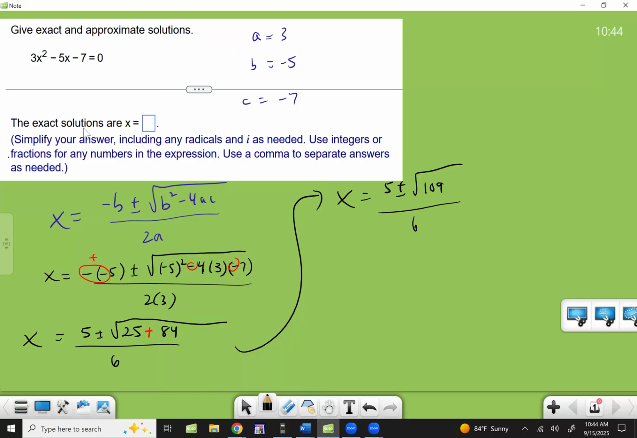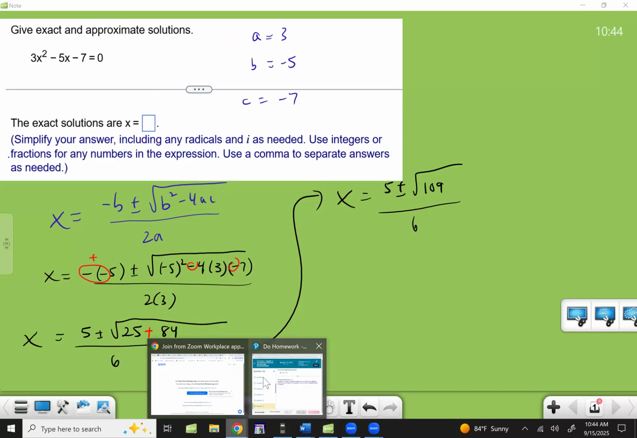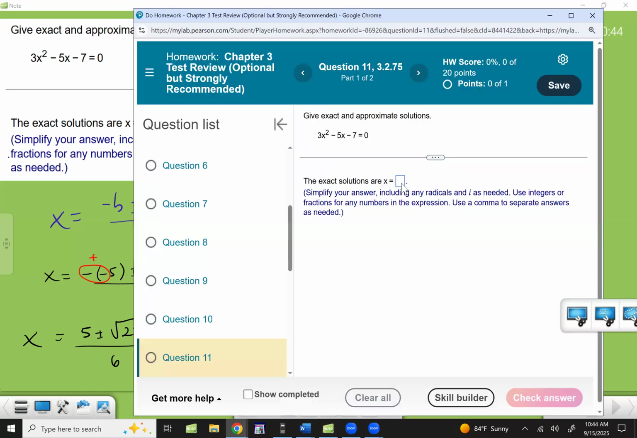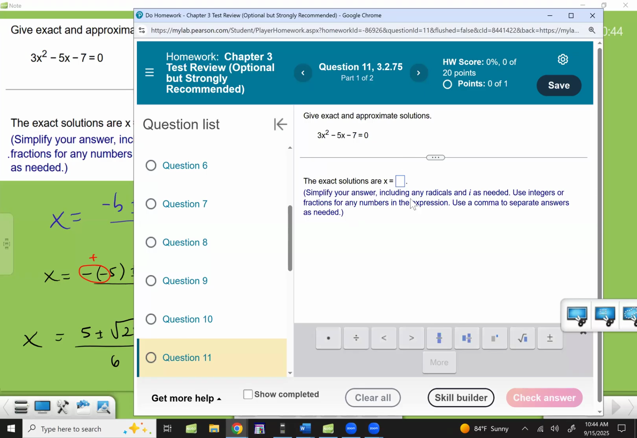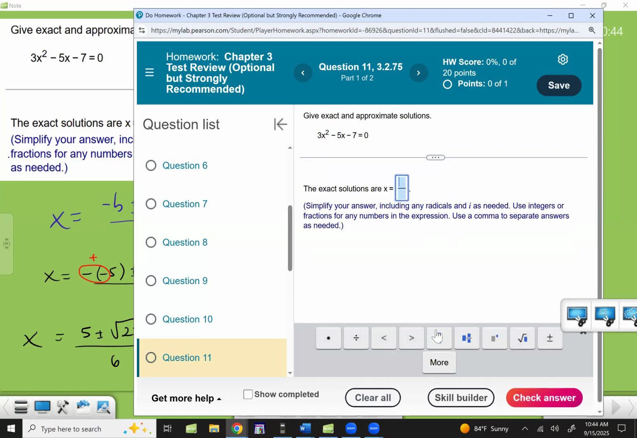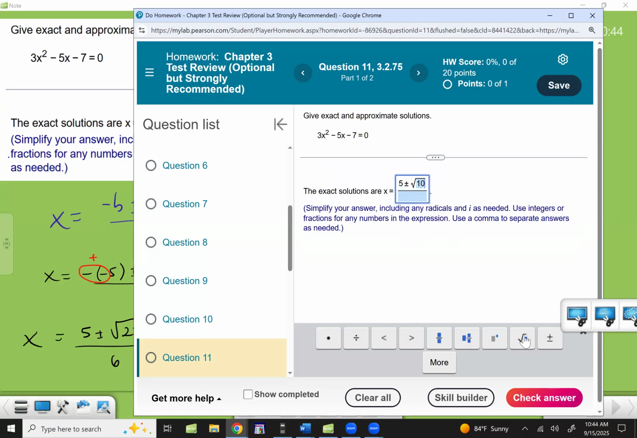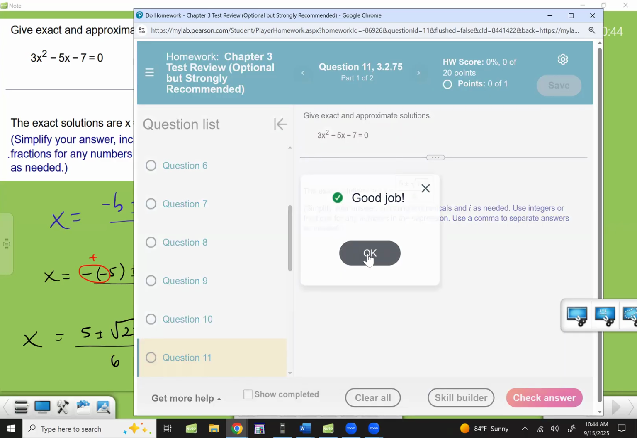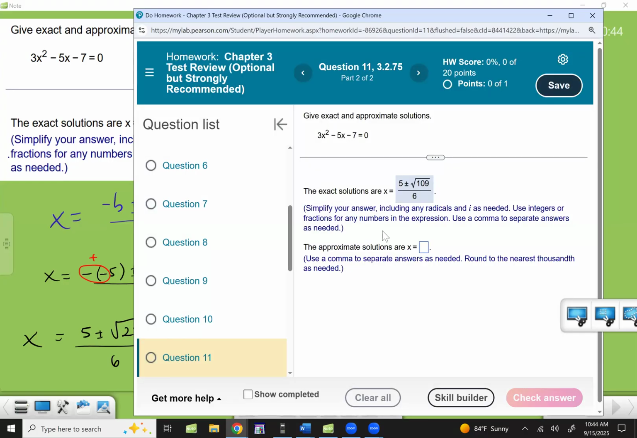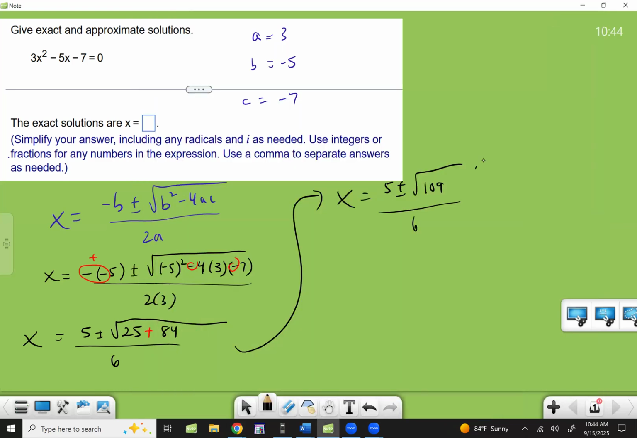Let's see how MyMathLab wants us to put this in here. There we go. We have 5 plus or minus the square root of 109 over 6. Let's check that. Now what does it want for the second part? The approximate solutions are, round to the nearest thousandth. All right, so we're going to have to do our two cases separately.